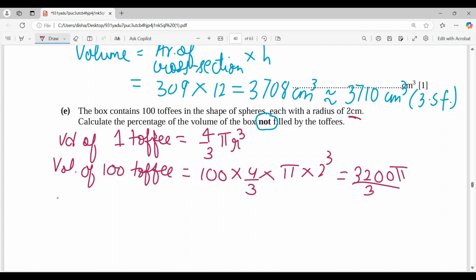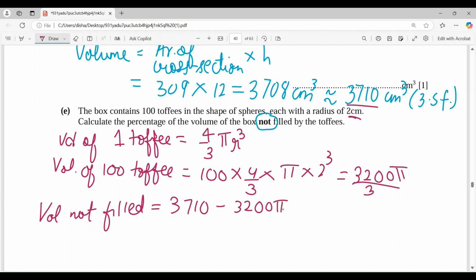So volume not filled will be equal to total volume, which is 3710, minus the volume which is filled. If we multiply using a calculator, we get 10130 minus 3200 pi upon 3.